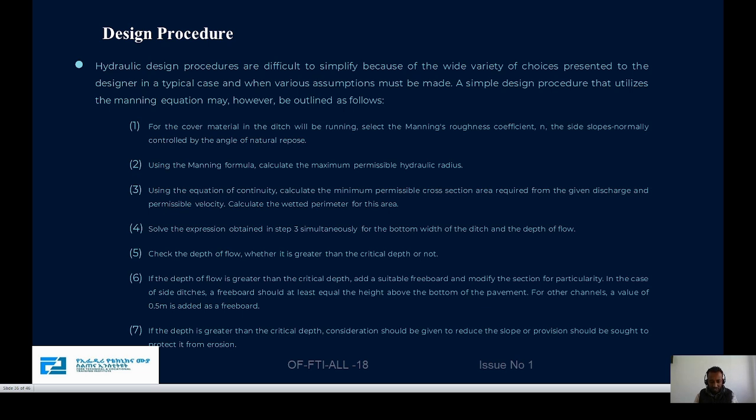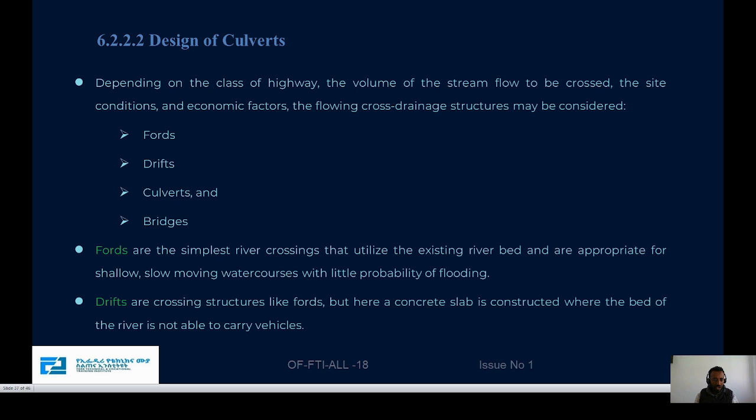Calculating the depth of flow is very important. The depth of the flow must be greater than the critical depth, not less than the critical depth. There should also be free board provided, as a safety factor. If the depth is less than the critical depth, consideration should be given to reducing the slopes and protecting the channel from erosion. And the design of culverts is also very important.